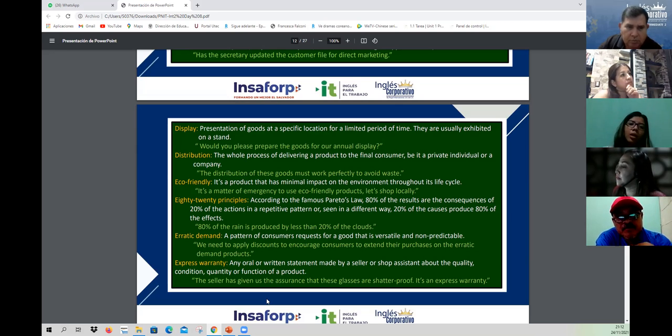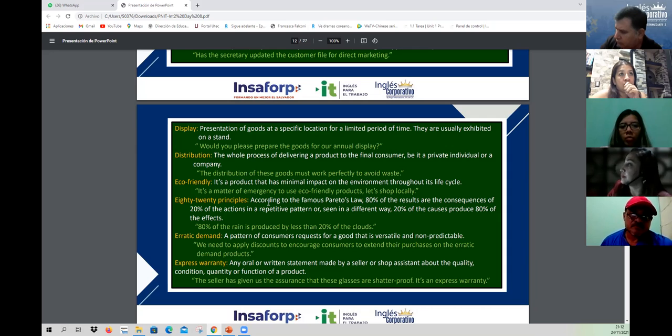Eco-friendly. It's a product that has a minimal impact on the environment throughout its life cycle. It's a matter of emergency to use eco-friendly products. Let's shop locally.